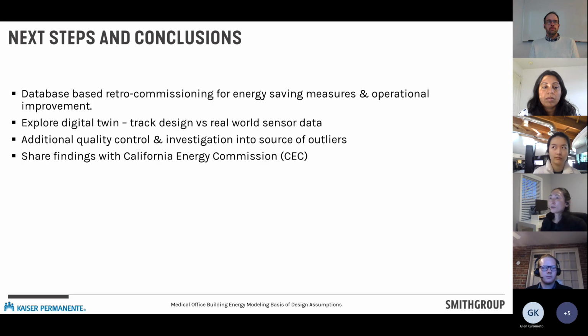And then next, some other ways we can use this data is for retro-commissioning for energy saving measures and operational improvement, and be more proactive and able to really dial in on what you need to evaluate.